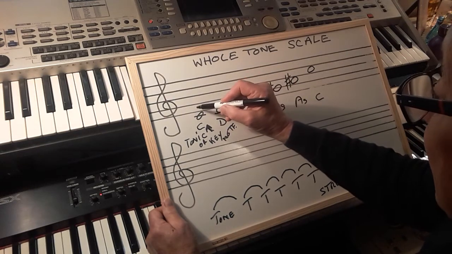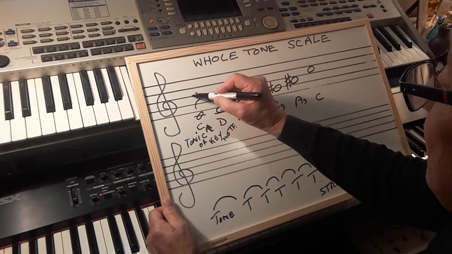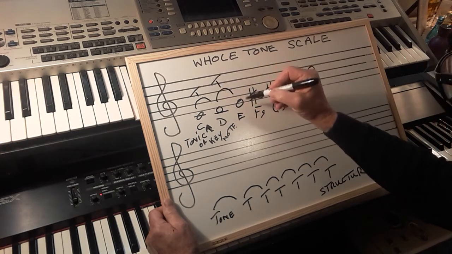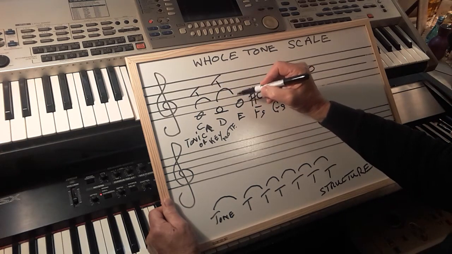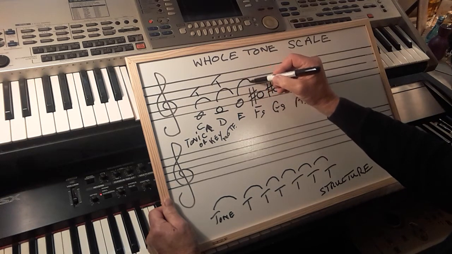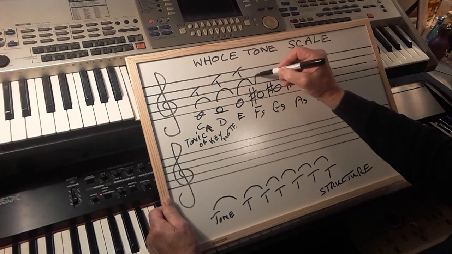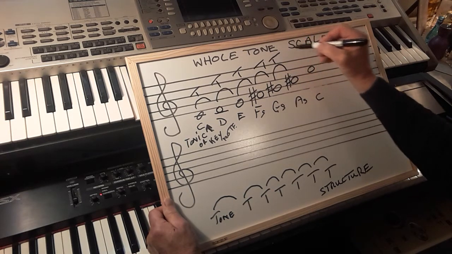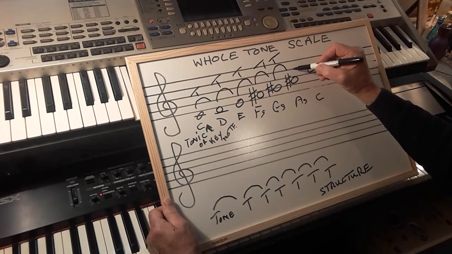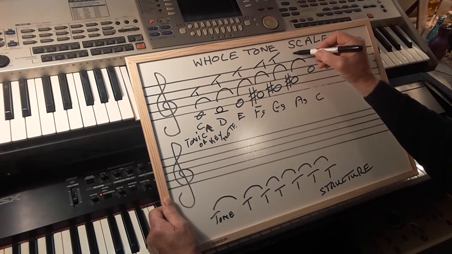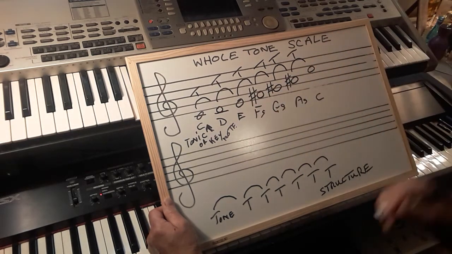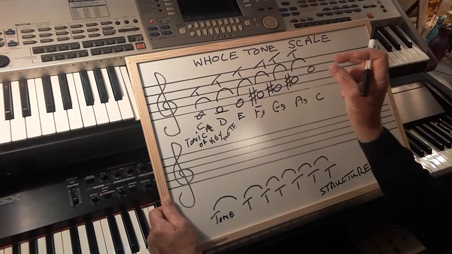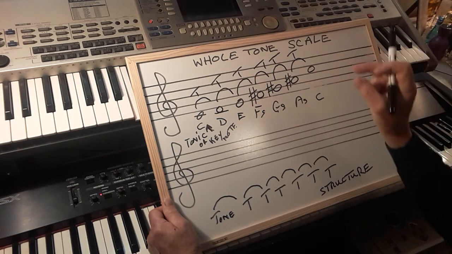So I'll do it here for you again. From C to D is a tone. From D to E is a tone. You see how we're going from the note we've arrived at. From E to F sharp is a tone. From F sharp to G sharp is a tone. And from G sharp to A sharp is a tone. And from A sharp to C is a tone. There's no semitones in there at all. From one note to the next, the distance in the interval is a tone.